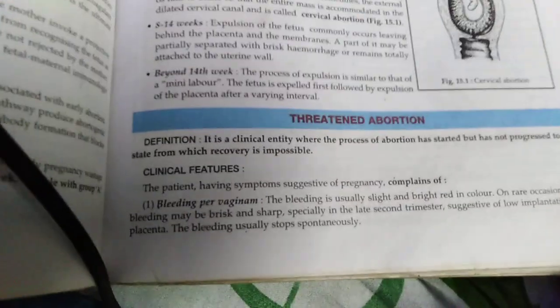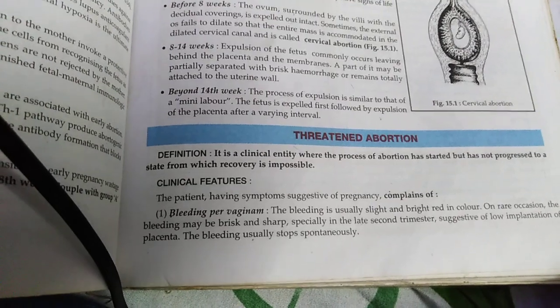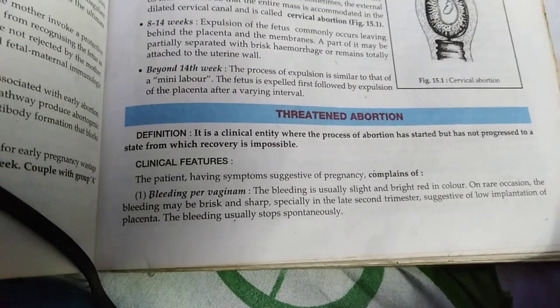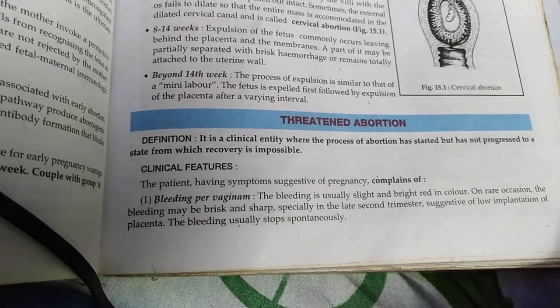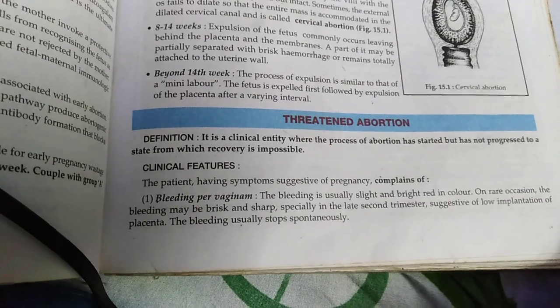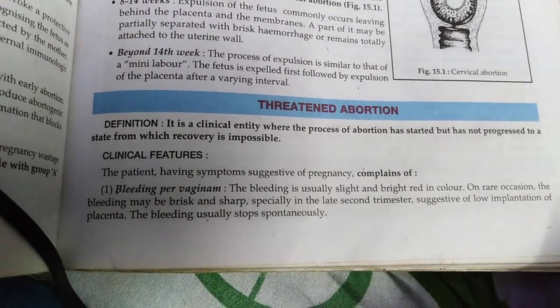Hi students, today we'll discuss threatened abortion. Last class I told you about the causes of abortion, so this is a continuation of it. Here we'll discuss each type. I have explained the types of abortion. In that, the first one is threatened abortion. I already told you what it is, so I'll tell you the definition again.